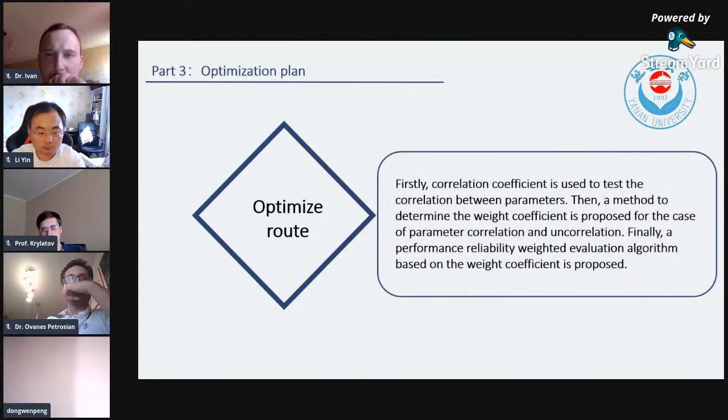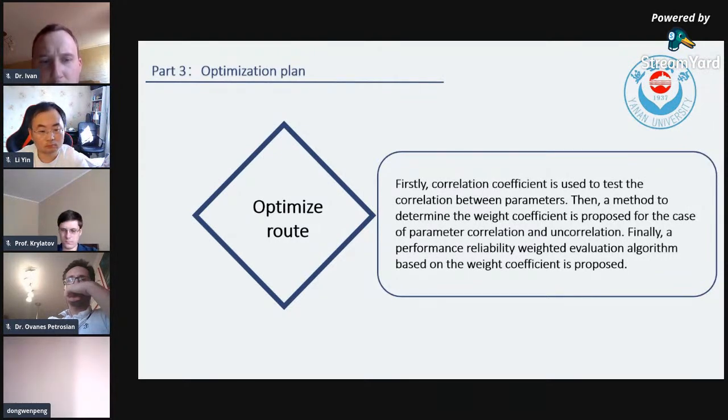We open the figure for the overall idea. The optimization scheme is firstly a correlation coefficient used to test the correlation between parameters. Then a measure to determine the weight contribution is proposed for the cases of parameters correlated and uncorrelated, and finally the product reliability evaluation based on the weight correction is proposed.